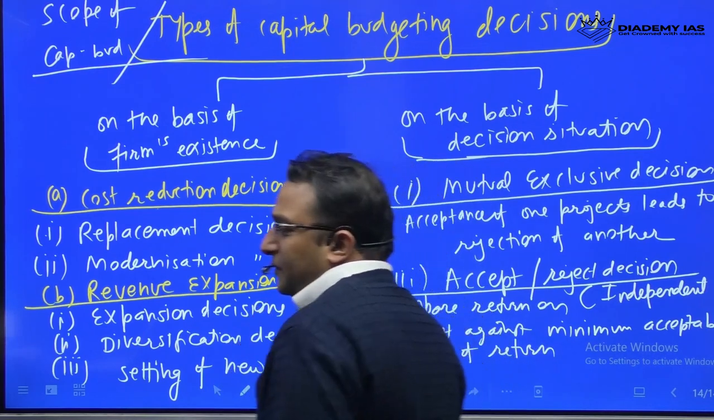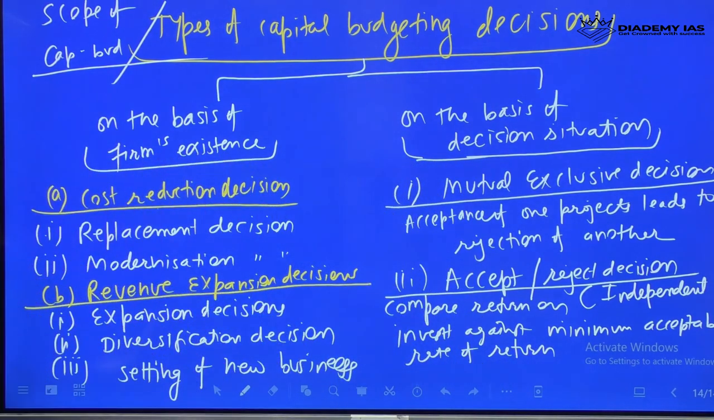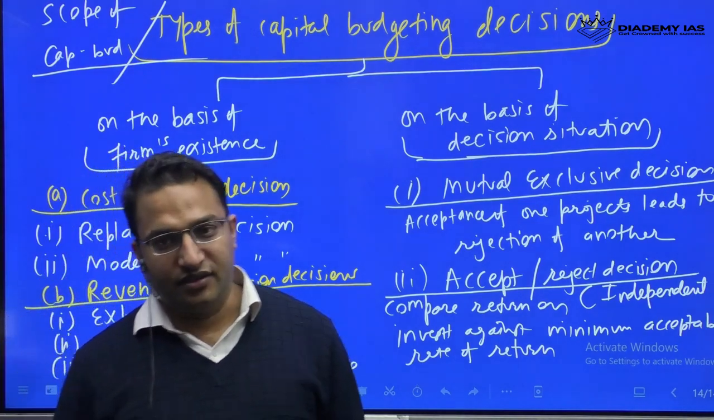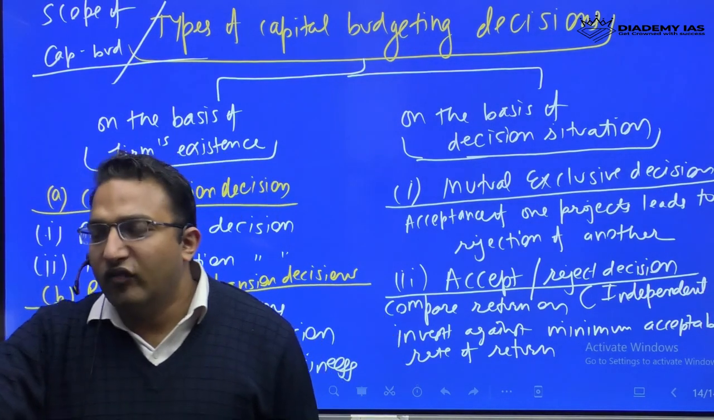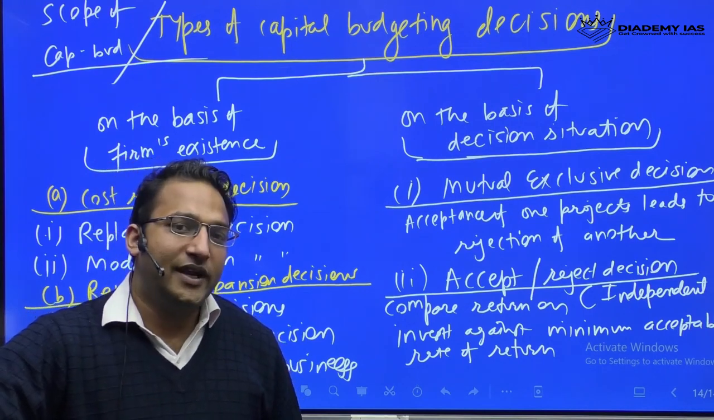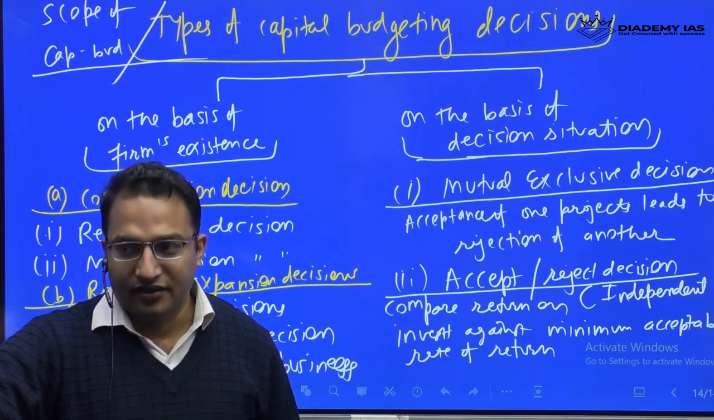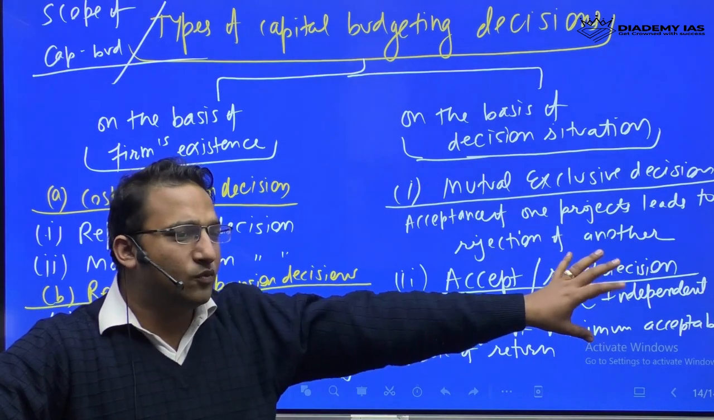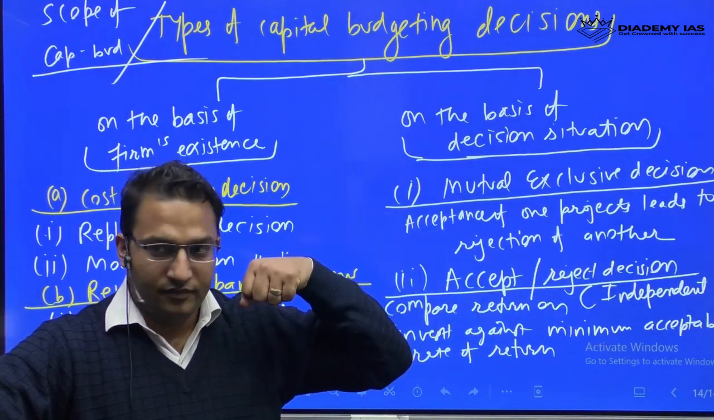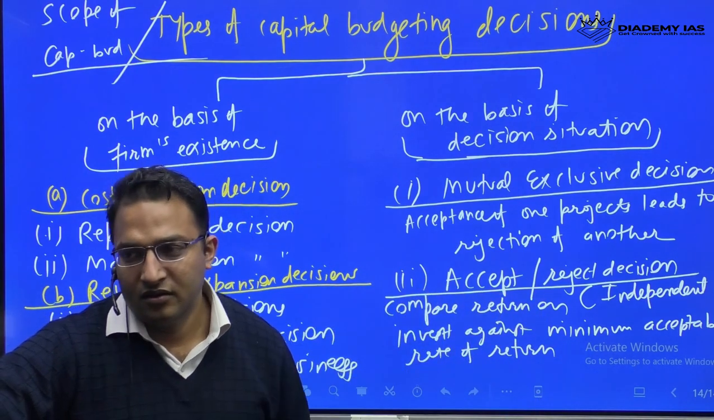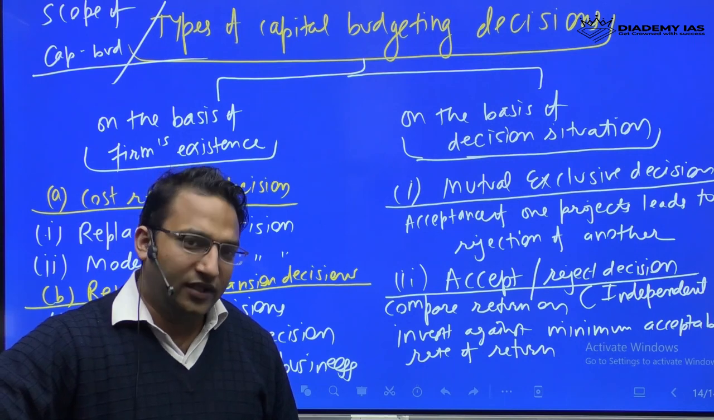So suppose the minimum acceptable rate of return is 10%. We will accept a project only if it is giving 10% or more than 10%. And this is independent of other projects. That means we might accept all the projects or we might reject all the projects. All the projects are independent of one another. So the first scenario, mutually exclusive, happens mostly where there is a shortage of capital. The second scenario happens mostly where there is an abundance of capital. And it depends upon other things also.